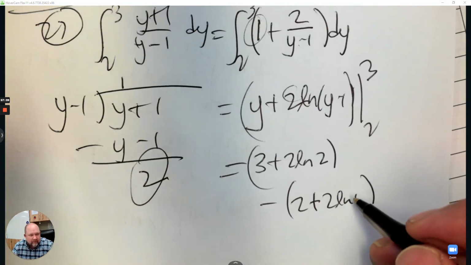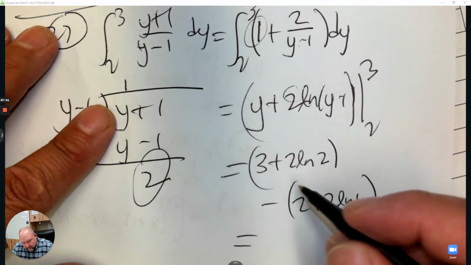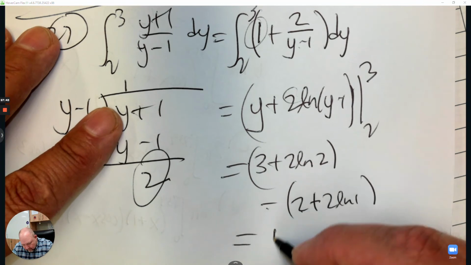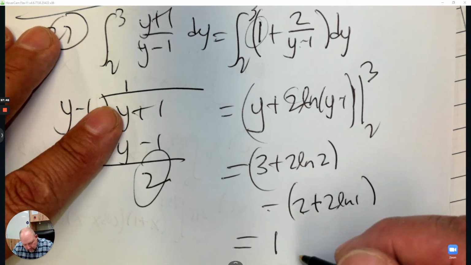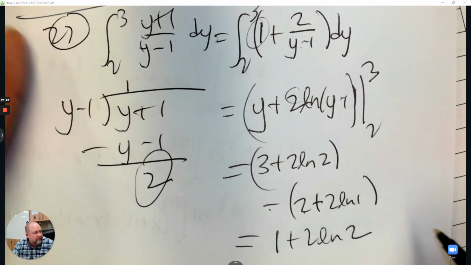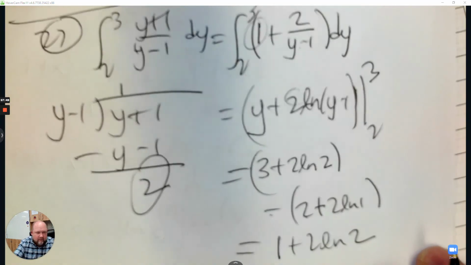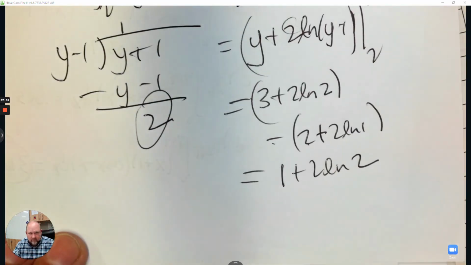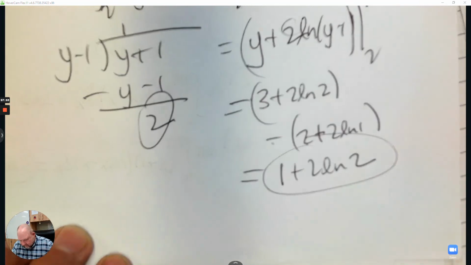Now ln 1 is 0. So 3 take away 2 is 1. And that leaves me with 2 ln 2. Another way to write that would be ln 4, because that 2 could be squared. And you have the answer.